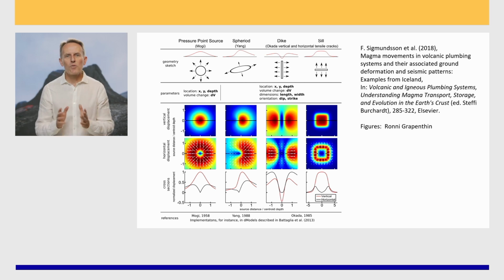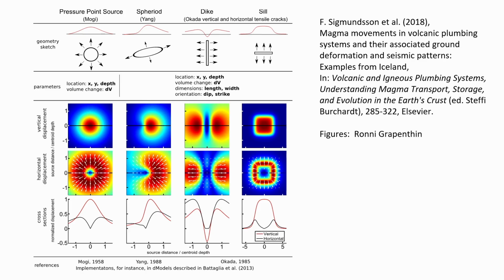Here we have again the 4 models side by side. The differences between these models are quite clear. Key parameters to look for when interpreting surface deformation fields are thus the ratio of horizontal versus vertical displacement, the spatial variations of these, and the amount of symmetry.